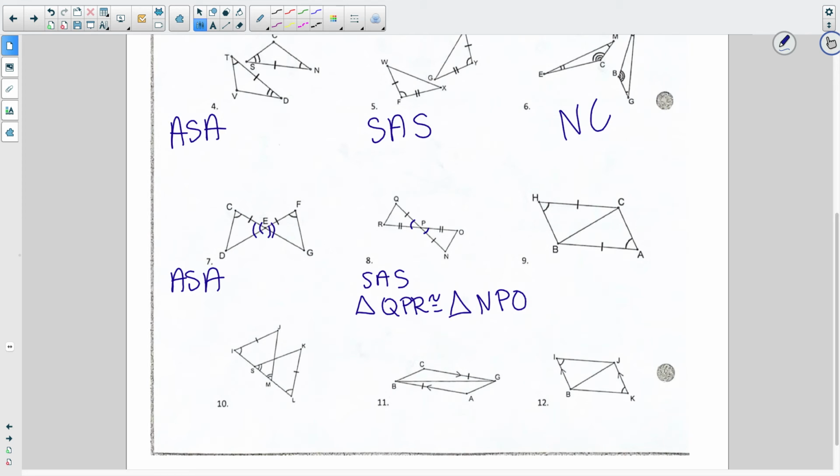Could you have written it differently, but it still be correct? As long as the letters match up in the same spot. Got it. Okay, so we mark here, and we're going to have angle, side, side, and angle, side, side doesn't work. So that means we're going to put not congruent.